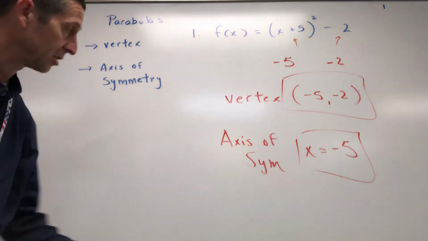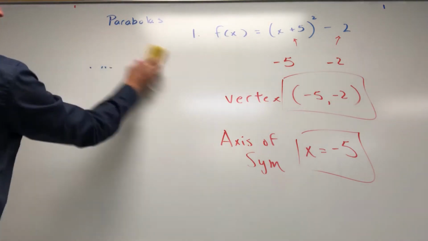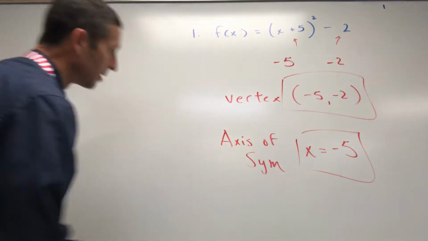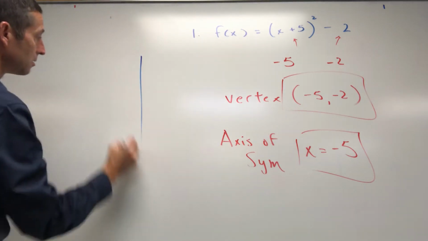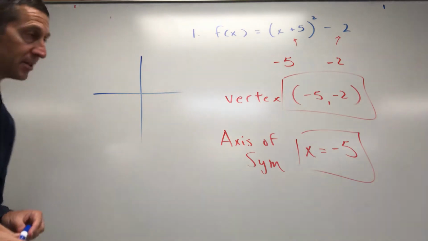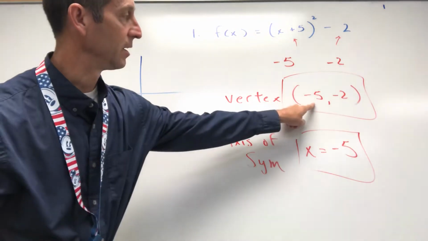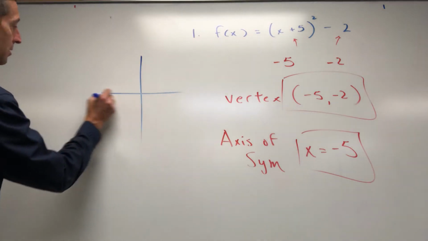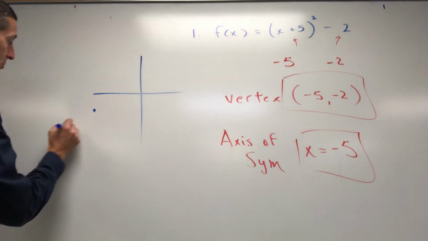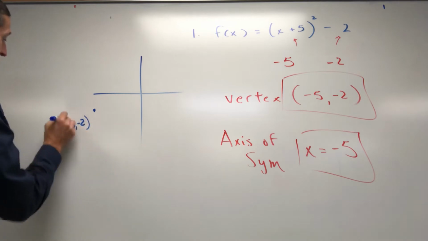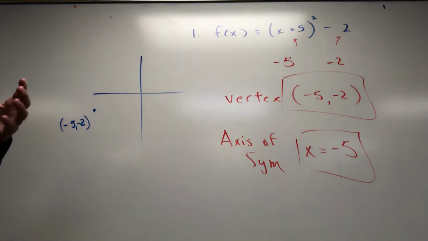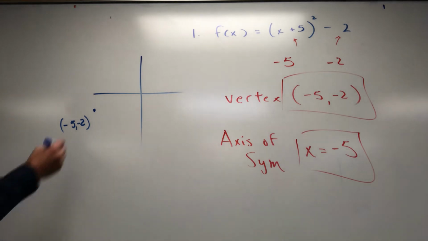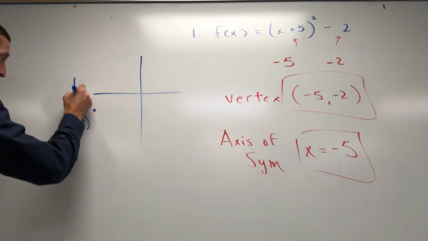All right, let's sketch the graph of this. See what a graph of this would look like. So here's a little graph right there. You can see that. You would run left 5, down 2, negative 5, negative 2. So maybe over to here, down here, boom. So there's your point, there's your vertex point, negative 5, negative 2. We've got ourselves a parabola.